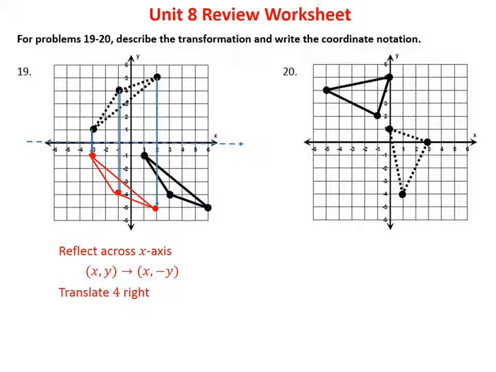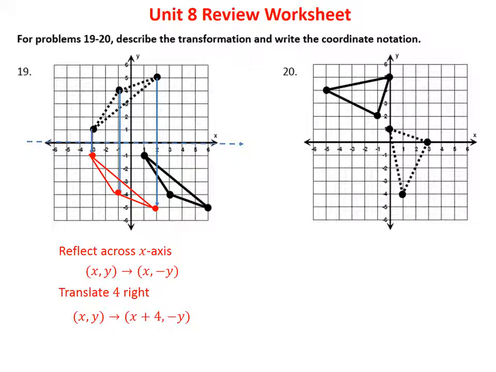Now what I'm going to do with the coordinate notation, I'm going to use the first one and simply add the 4 to the x. So you see I get (x, y) goes to (x + 4, -y), and that notation combines both the reflection and the translation. On the second one, I look at it and notice, how can I take the dotted figure and orient it?